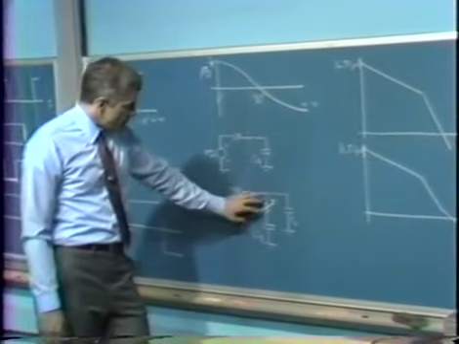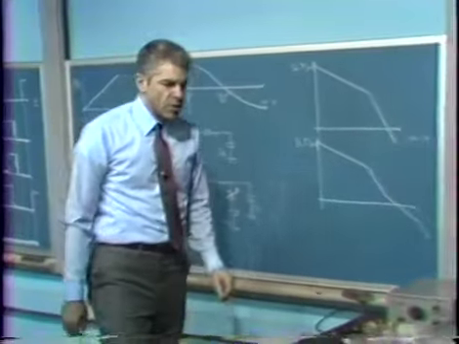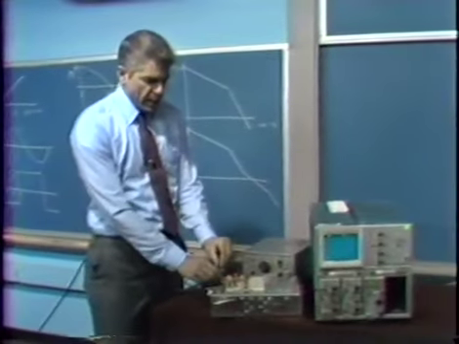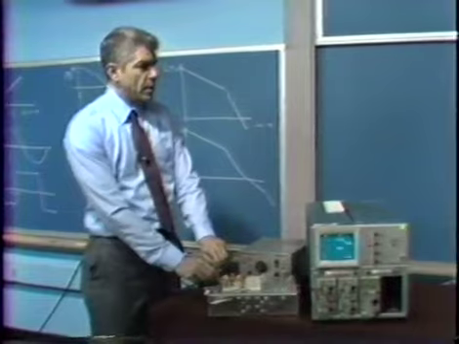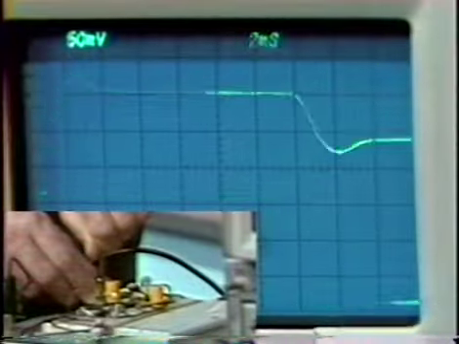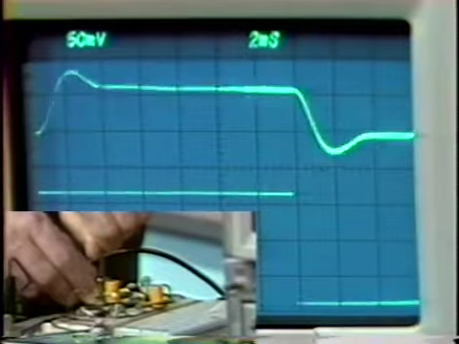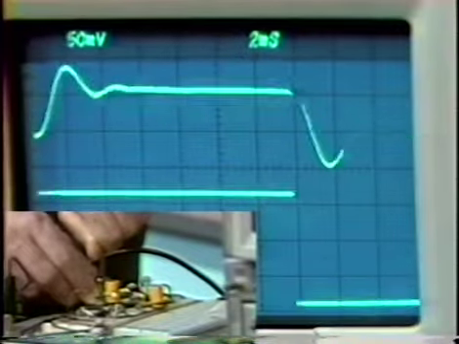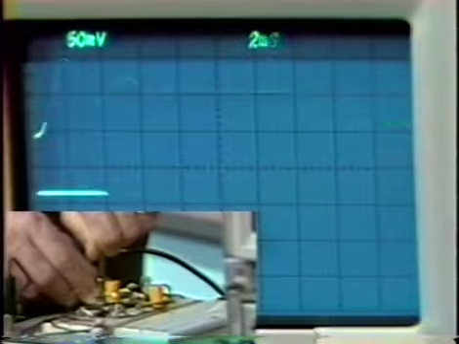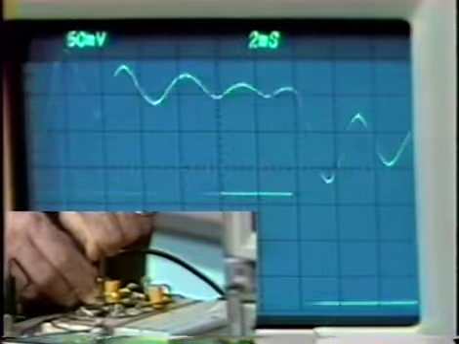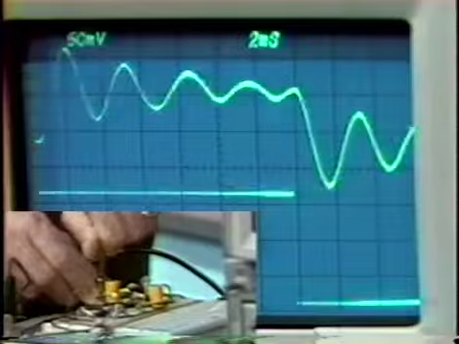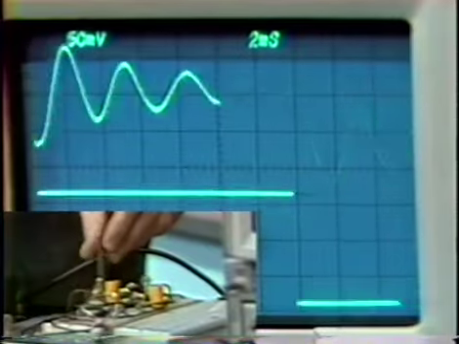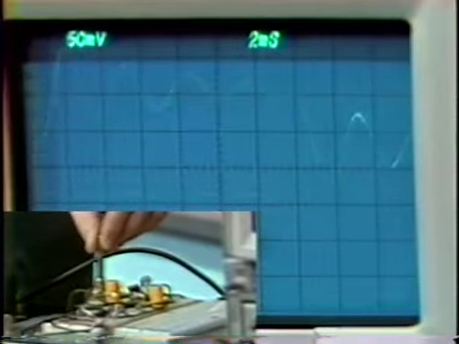If I now make the resistor smaller, we can force crossover in a 1 over s squared kind of a region. And as we do that, we get progressively less stable responses. So here's the case where we have a very small value for the resistor.